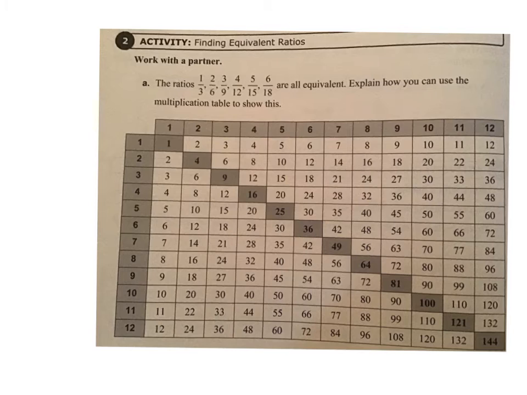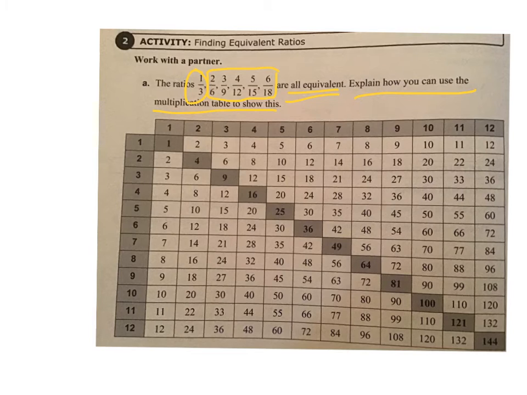That's fine. So it tells you the ratios 1/3, 2/6, 3/9, 4/12, 5/15, and 6/18 are all equivalent. This means that all of these larger ratios can reduce down to the 1/3 ratio. So if I were to simplify all of those other ratios, they'd all simplify down to 1/3. But what they'd like you to do is to explain how you can use this multiplication to show that they are equivalent.